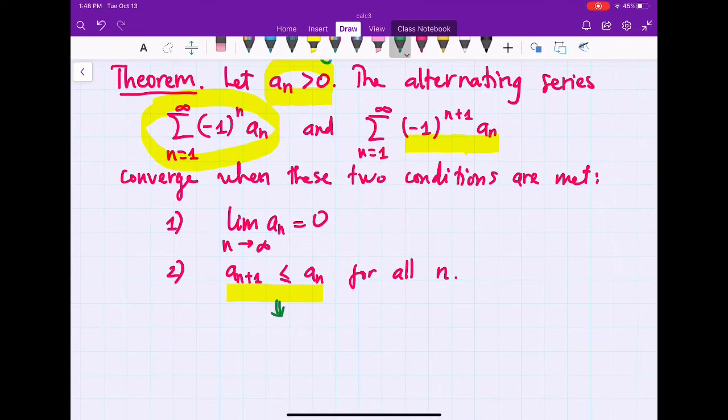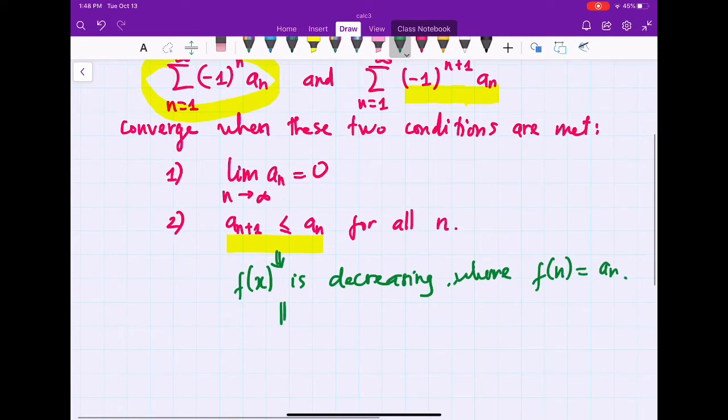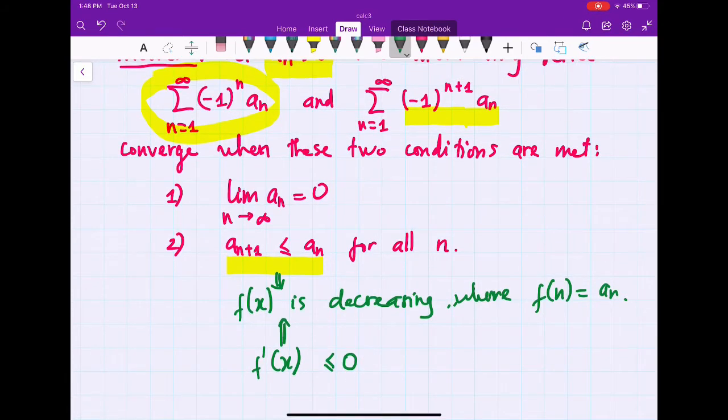That means in this case the function f(x), which corresponds to a_n, is decreasing, where f(n) equals a_n. And the function is decreasing if and only if the derivative is less than or equal to 0. Does that make sense? So the second condition is equivalent to that.